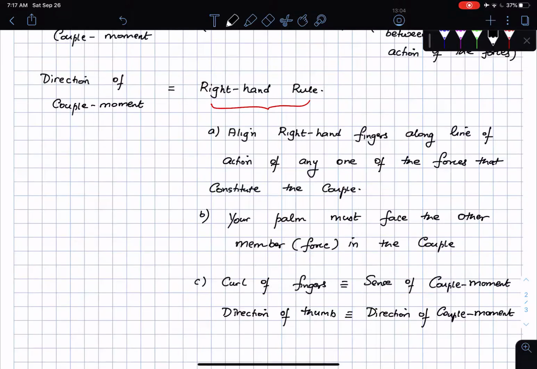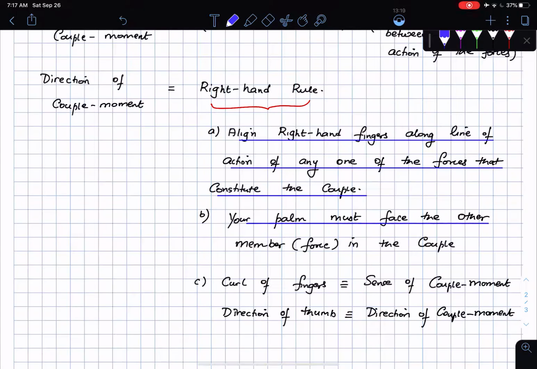Okay, so a couple of things that you see here. You align the fingers of your right hand along the line of action of any one of the forces that constitute the couple. That's the first thing. Then your palm is facing the other member of the couple. If you do that, the curl of your fingers will give you the sense of the couple moment, which means that it could be clockwise or counterclockwise. And then the direction of the thumb will give you the direction of the couple moment.